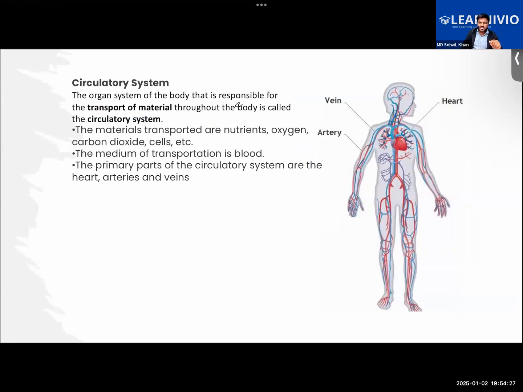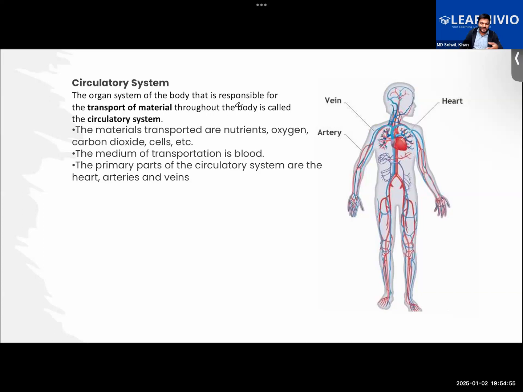Now, talking about the circulatory system: the organ system of the body that is responsible for the transportation of material throughout our body is called the circulatory system. So there has to be a system responsible for this. That is the human circulatory system, and it consists of a network that supplies food, water, oxygen, and all other necessary substances throughout the body.